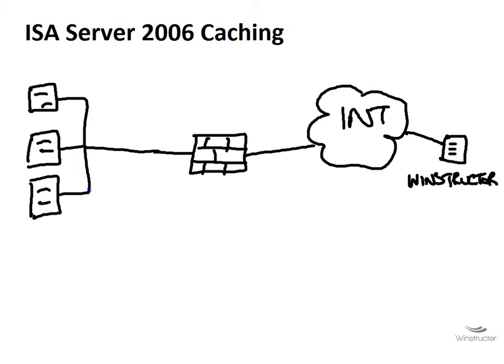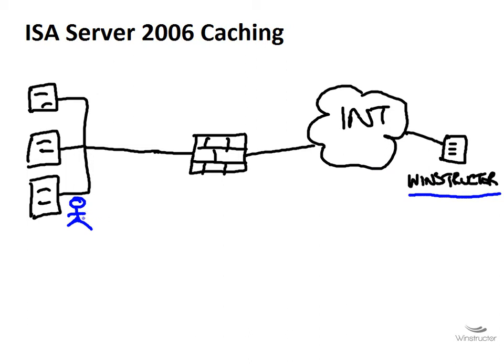That way, everyone listening to this video understands what caching is and why it's important. And after that, we'll get stuck into the configuration. So here in our network, we'll say we've got a user over here, logged into their PC, and he or she fires up their web browser. So this user decides that they want to go and visit winstructor.com as it's such a popular website.